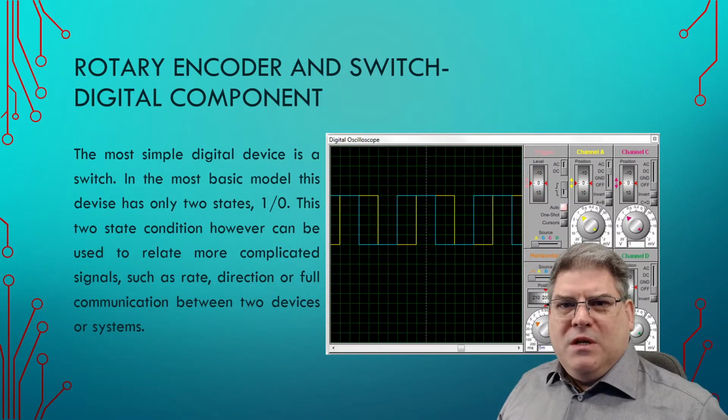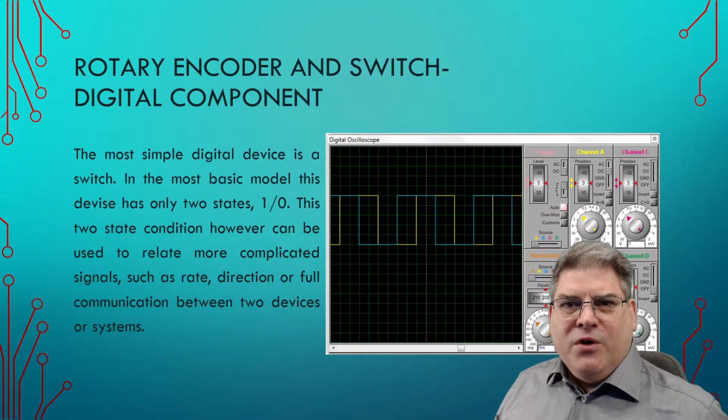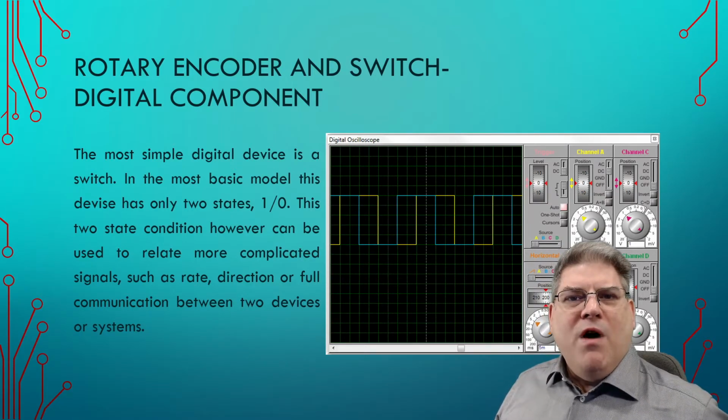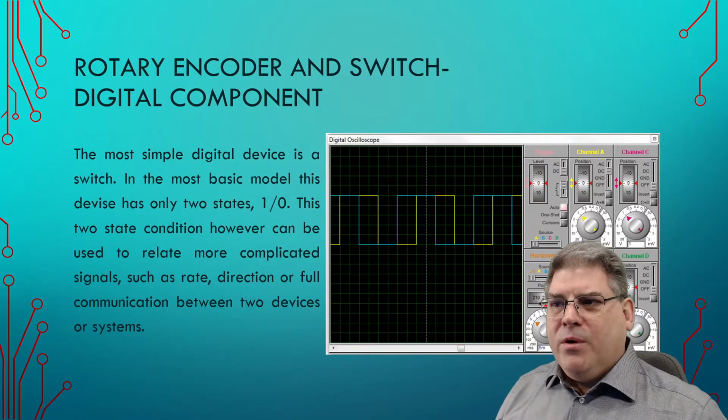Perhaps one of the most simple digital inputs that we could have is a simple switch, and you can imagine that that's either going to be a 1 or a 0 at whatever logic level you want. And so as digital goes, we move up from there. And so what we're going to look at today is something called a rotary encoder.